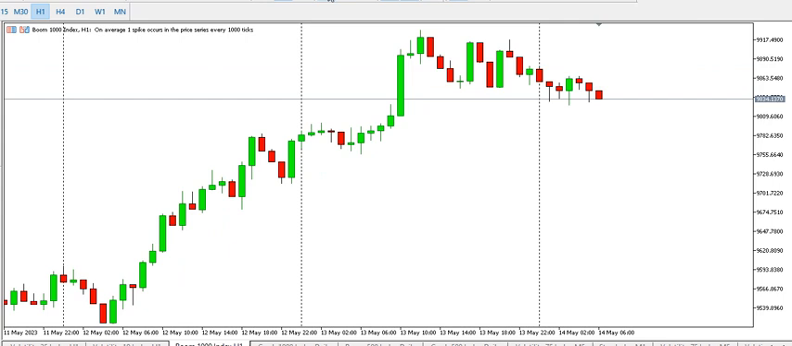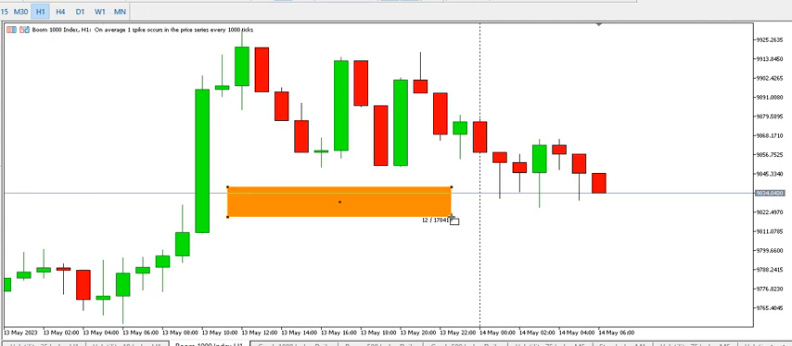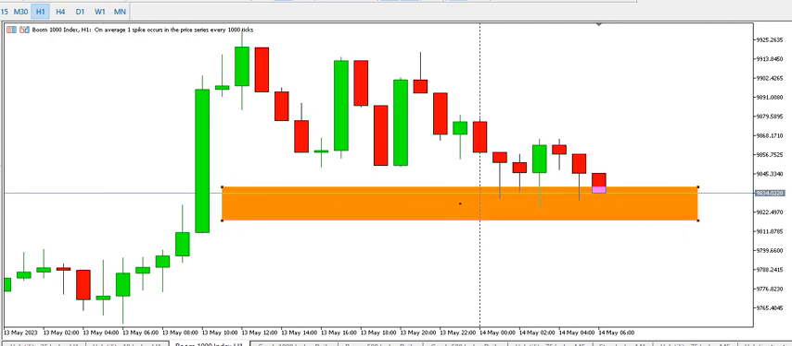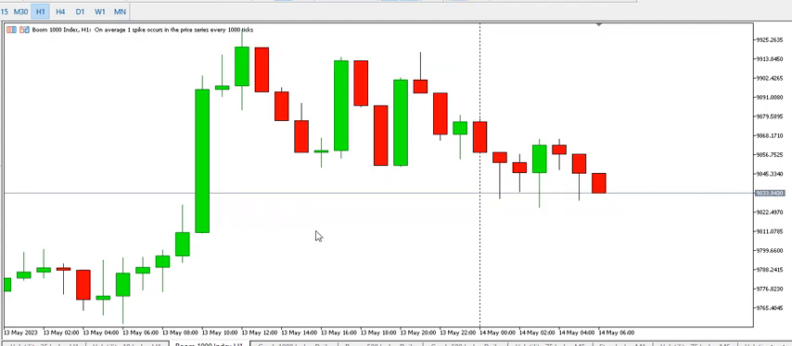In as much as you're trying to sell, be cautious because we have a range bottom on 1000 index. We have a range bottom around here, and we have the range top around here. So you might be cautious when you sell.